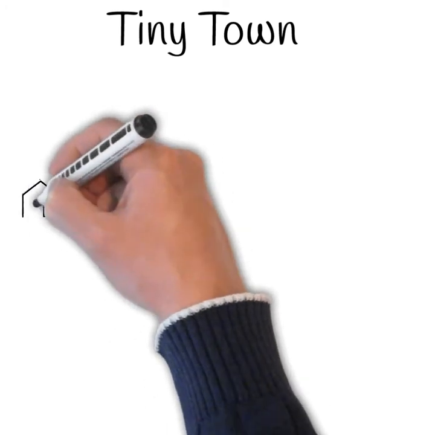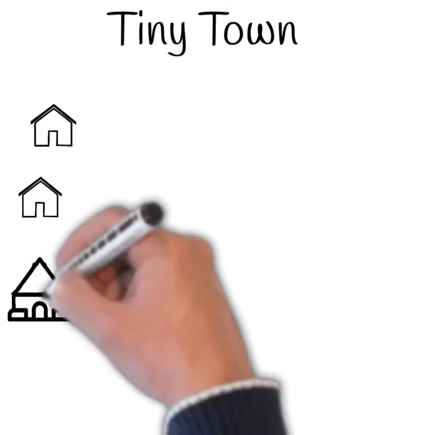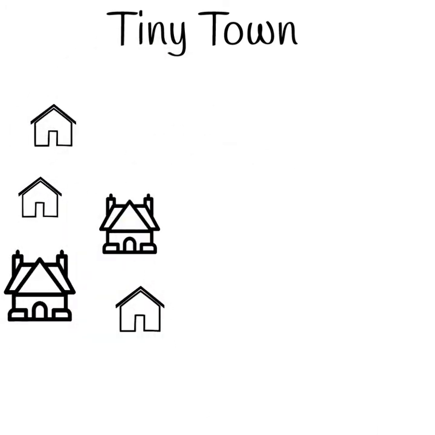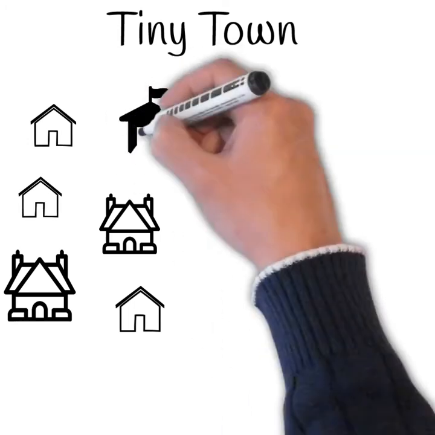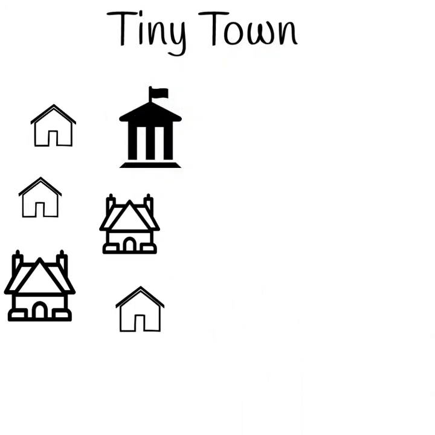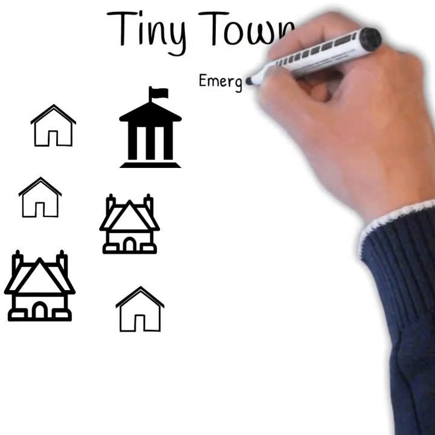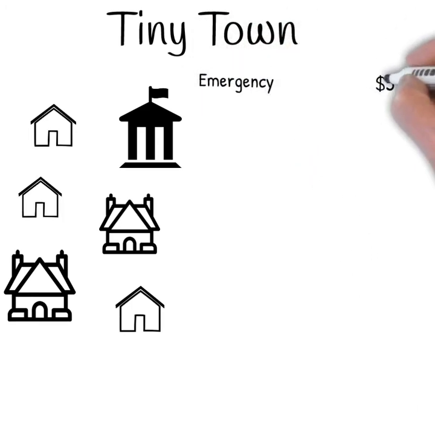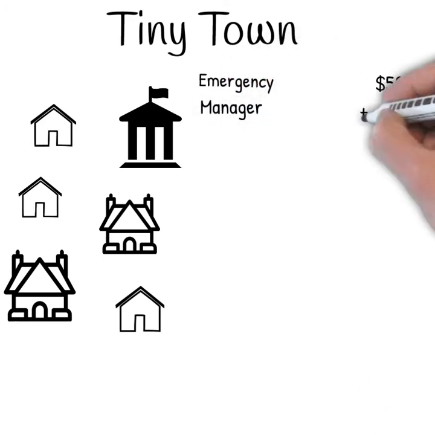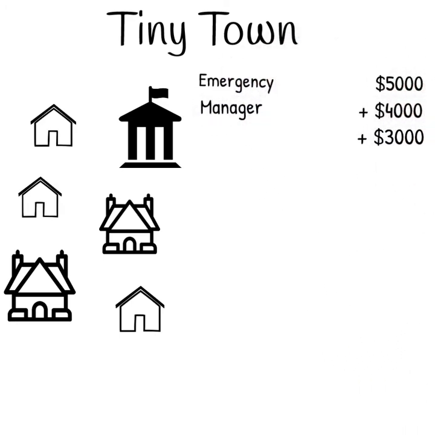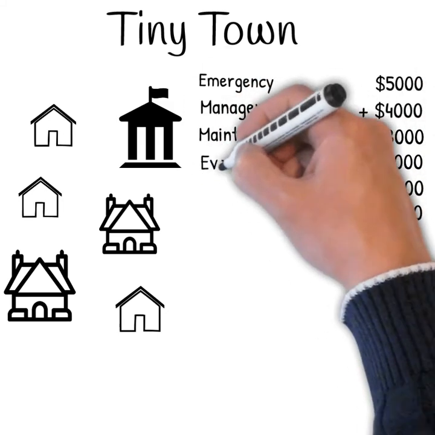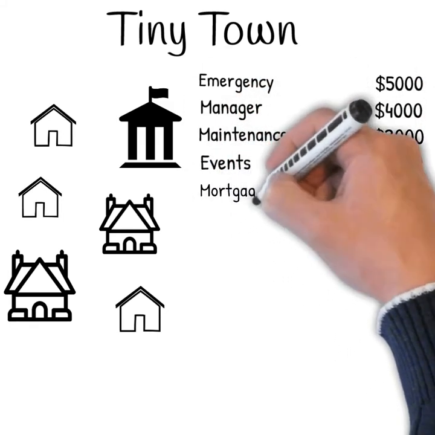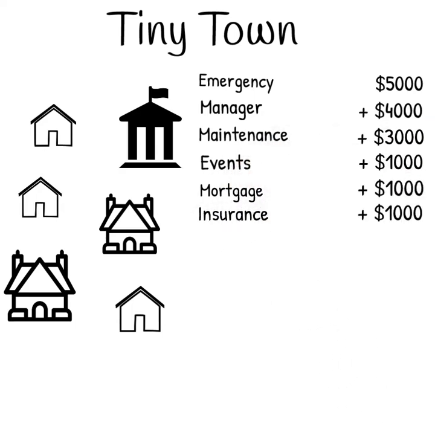Tinytown is a community with 3 small houses, 2 big houses, and no businesses. Its only municipal facility is a community hall. Tinytown contracts out to another municipality to deliver emergency services. That costs $5,000 per year. It has a very part-time town manager, which costs $4,000. $3,000 gets spent on maintaining the hall, and $1,000 apiece gets spent on running a couple community barbecues, paying the mortgage on the hall, and paying for insurance.